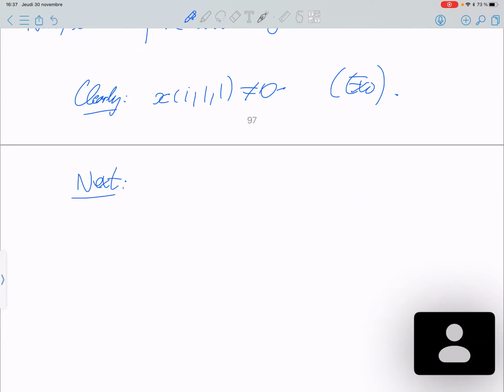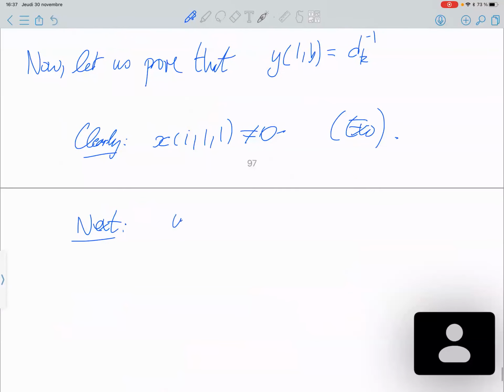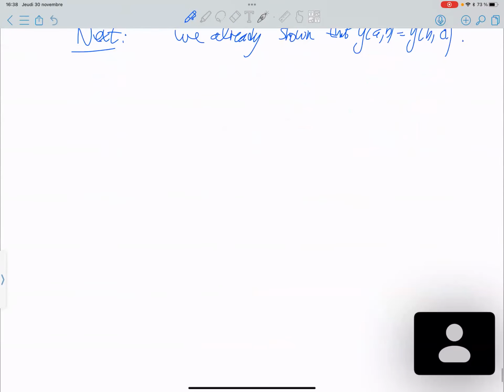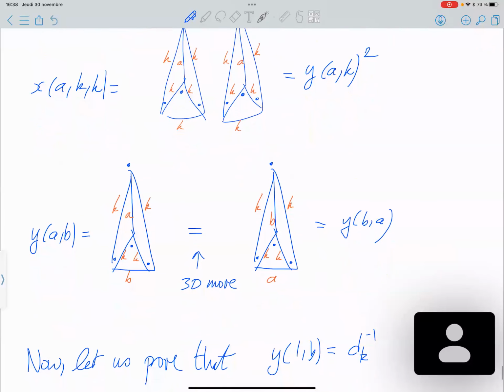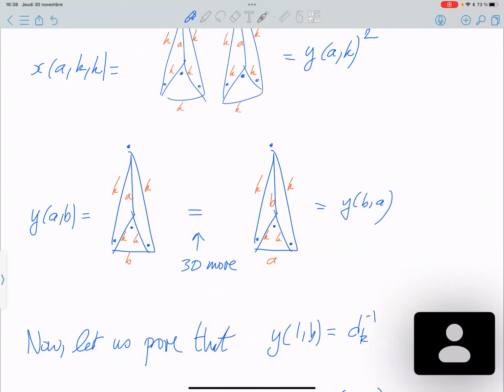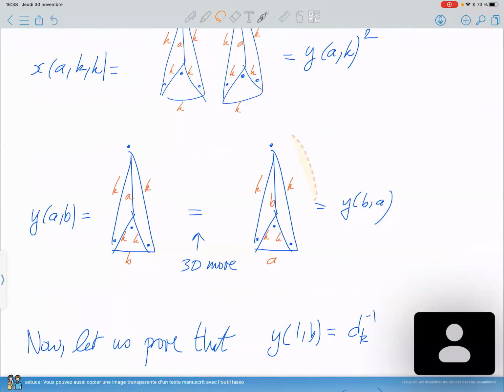So we already know that we already showed that YAB equals YBA. Okay. So now, what about Y1A? Y1A is this one, with B equal to 1.